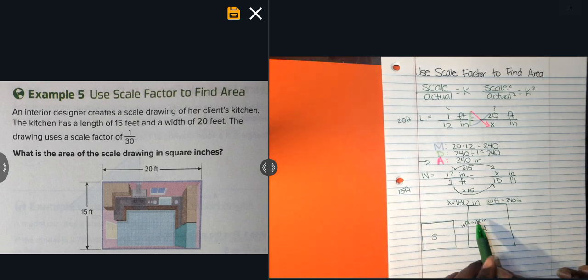All right, and so remember, to find the area of a rectangular shape, we just need to multiply the length times the width. So area is equal to length times width. In this case, we have 240 times 180. So we'll use our calculator, figure out what we get on that.